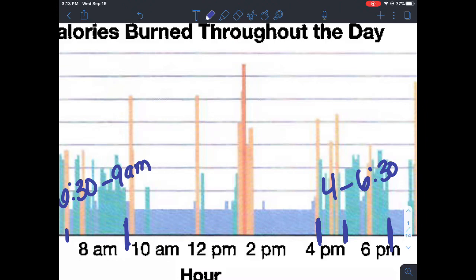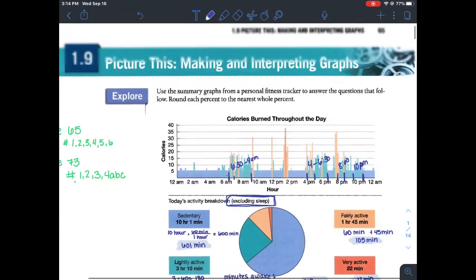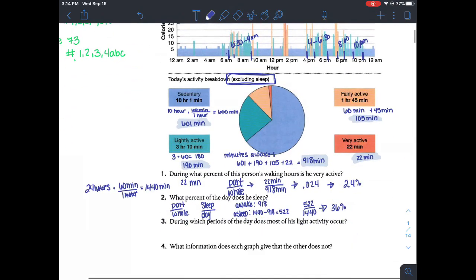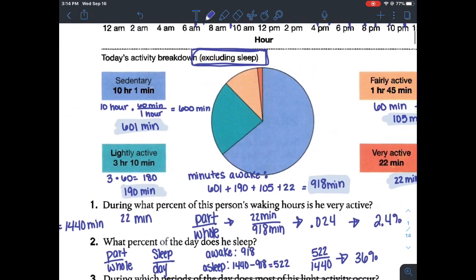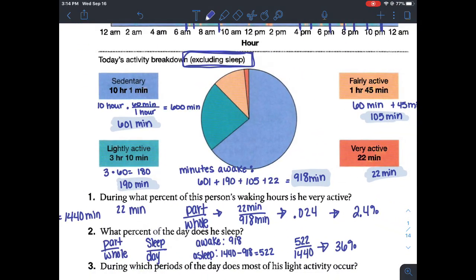If you wanted to know out of the entire day what percent he's being very active for, I can't tell. I have no idea. If I'm looking at the pie graph, it does give you the total times for each activity. We know that he's very active for 22 minutes, but not when during the day, or if it's all at once.